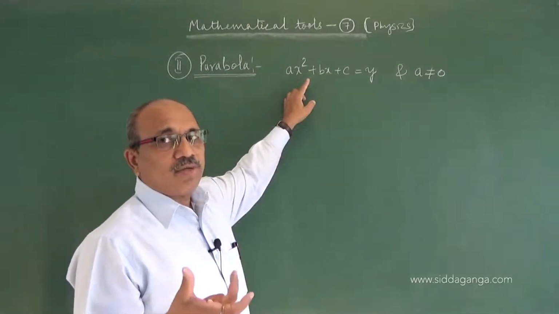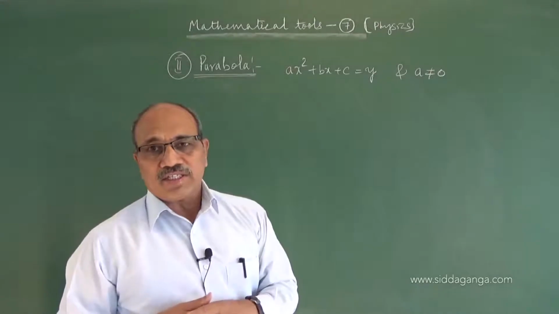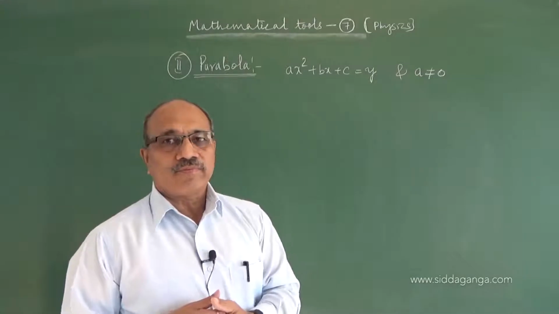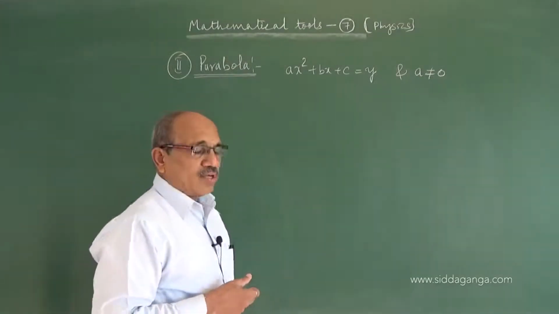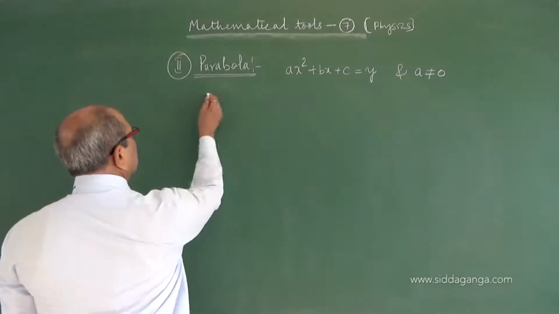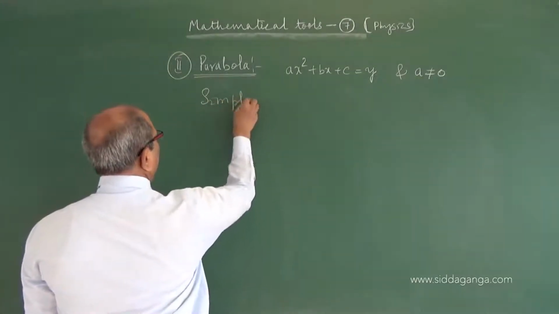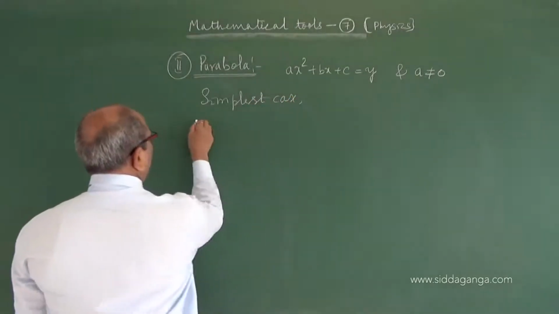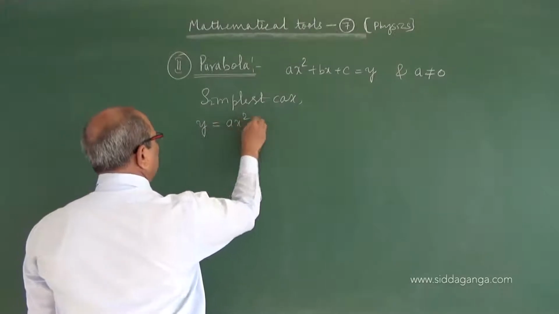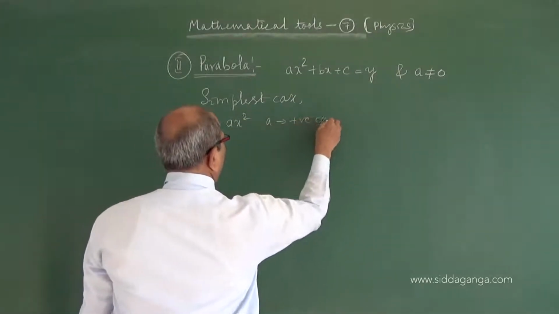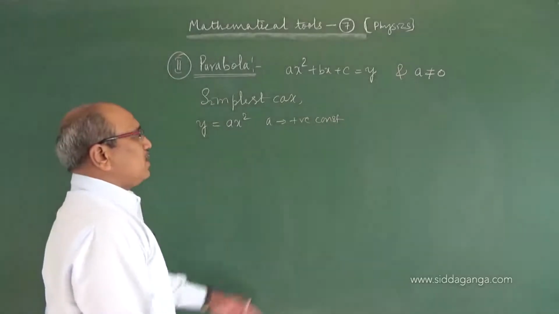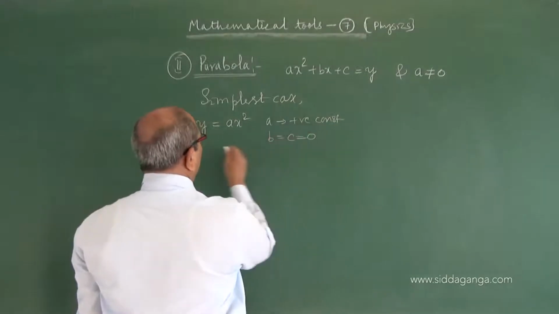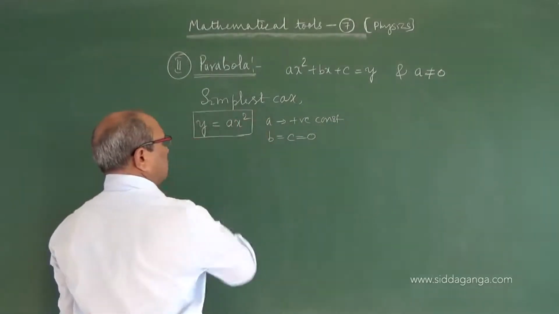We get the shape from this equation. The shape that is available on the graph is nothing but what is called a parabola. Which shape do we get on the graph? The geometrical shape that we get is a parabola. For this, let us take the simplest case: y is equal to ax square, with a as a positive constant, and b and c are 0. I have taken b equal to c equal to 0. The equation is of the form y is equal to ax square.